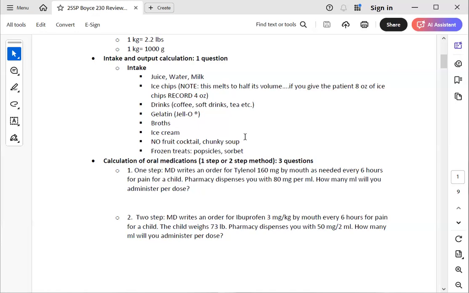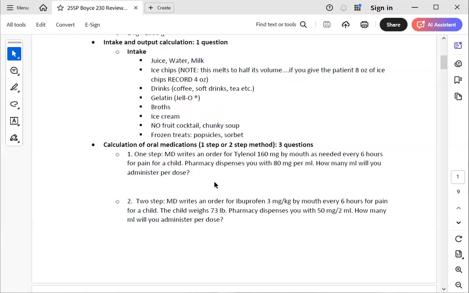So there'll be a few questions on there. Now there's some practice questions here. And again, I think most students, especially at Boyce, are really, really good with these, just the basic 1-2 step oral based meds. We can come back to these, but I wanted to focus on some of the more challenging questions going through.